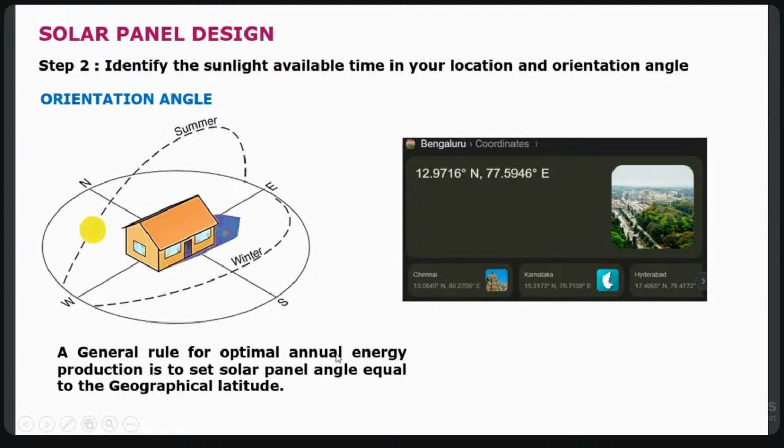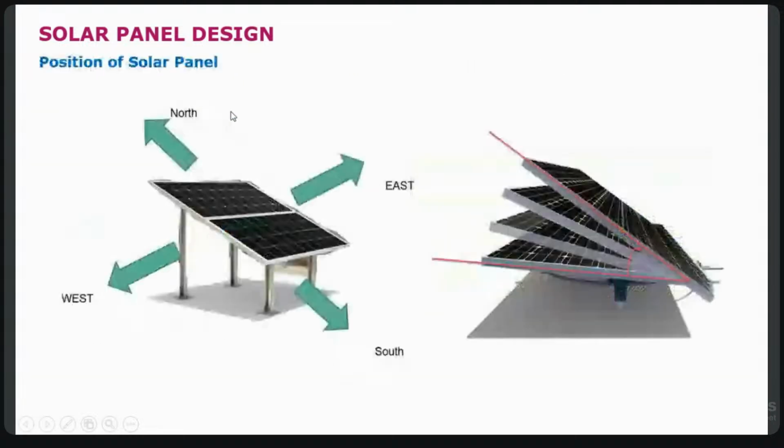The general rule for optimal energy production is to set the solar panel tilt equal to the geographical latitude. This is the orientation angle. See the north and south: the south should be downward and the north upward. This is the tilt angle, and we need to mount the panel east to west. From the roof we raise it upward, so the north will be upward and the south downward. This is the tilt angle, or we can call it the orientation angle.